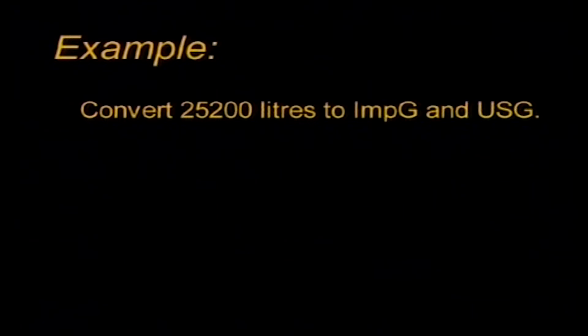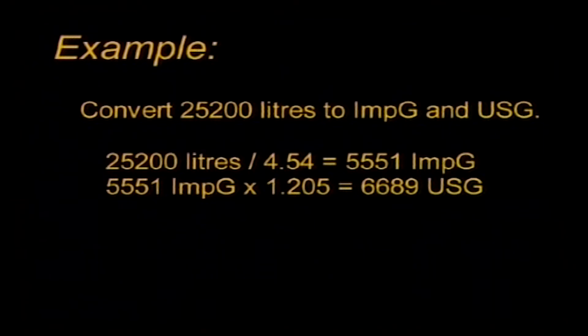Let's convert 25,200 litres to imperial gallons and US gallons. Using an electronic calculator, 25,200 divided by 4.54 equals 5551 imperial gallons. 5551 imperial gallons multiplied by 1.205 equals 6689 US gallons.